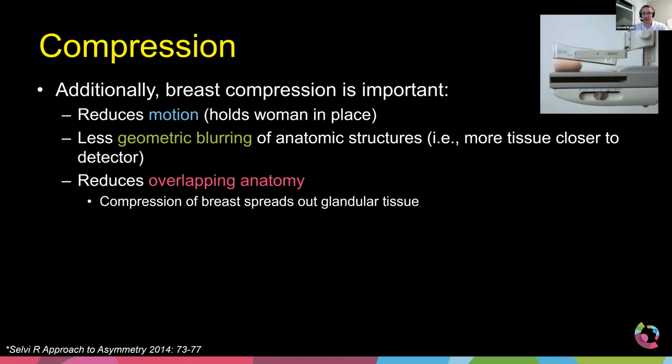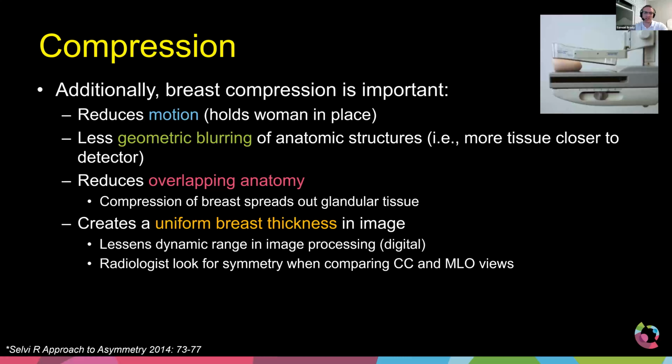It reduces the overlapping anatomy. If you have dense breasts or lots of glandular material, and you're spreading it out laterally, you're just going to have less material that you have to read through. And then, of course, it makes it more uniform. When you compress the breast, you have a more uniform field of view to look at, instead of a very dense part maybe at the dead center because it's not compressed completely. This will lessen the dynamic range, so it's really good for post-processing. It's good on the computers, but it also will help the radiologist get the symmetry they need.